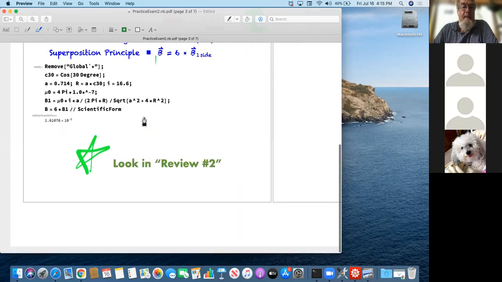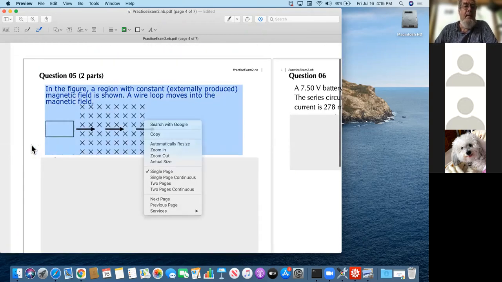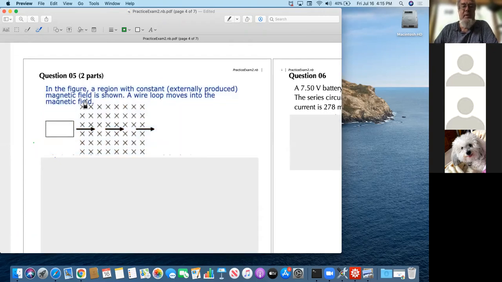All right. Here's problem number 5. In the figure, a region with constant magnetic field is shown. Now, X's mean the magnetic field points away from you. It's hard to draw in 3 dimensions. To indicate a vector pointing away from you, there'll be an X. So you're looking at the back of the vector. You're looking at the feathers on the back of the arrow. So that's the meaning of these X's.